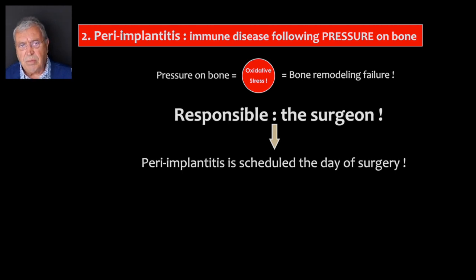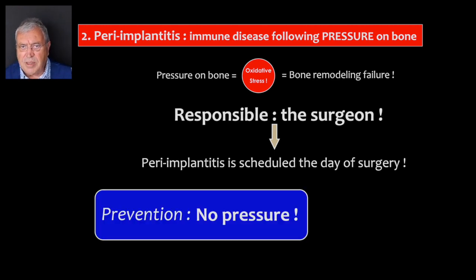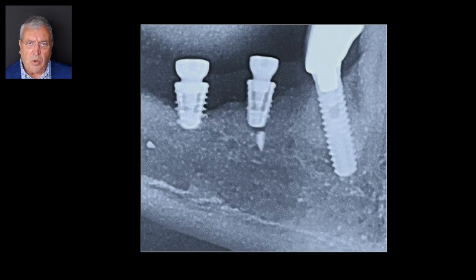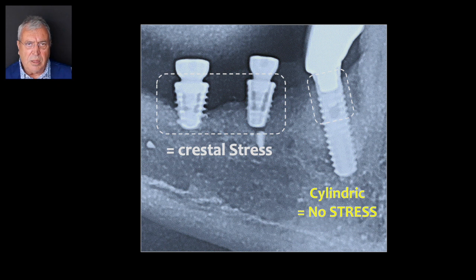How to prevent? No pressure, that's it. On the crestal bone and on the grafted bone, both. I like to comment on this picture. Why, in the same patient, in the same mandible, do we have one living implant and two peri-implantitis? Because of the different pressure on bone.